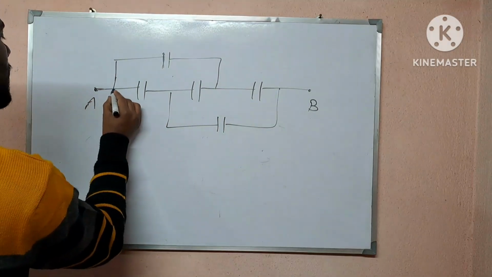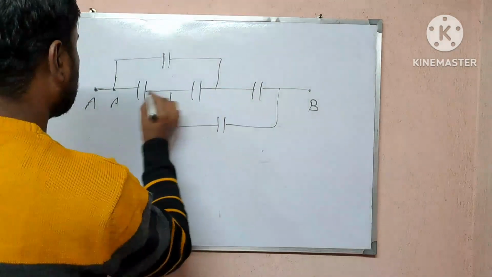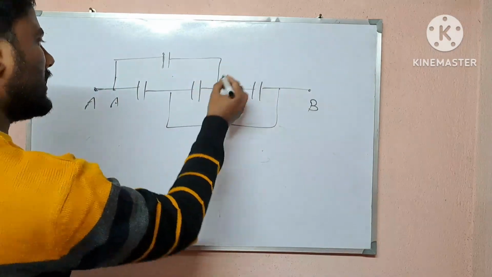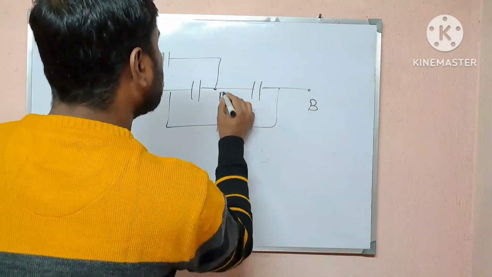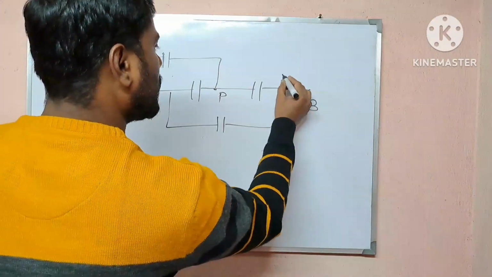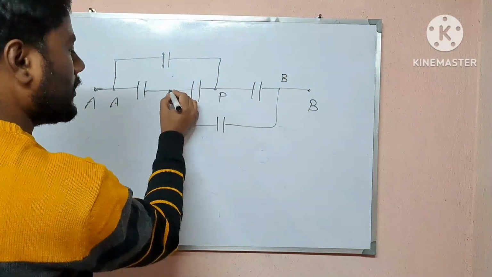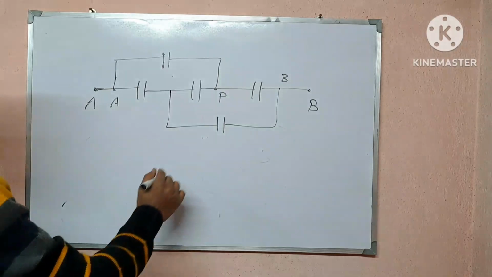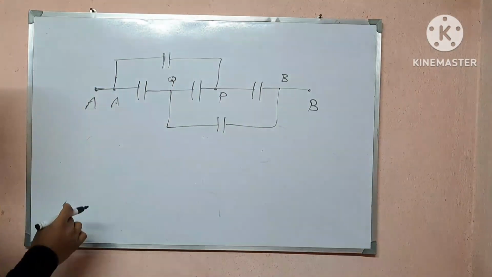So what will you do here? If this point is A, that will also be A, but that one will not be A. Let's say this is a different point P. If this one is B, that one will also be B, but that one will not be B. Why? Because one electrical equipment is there. Let's say this is Q.